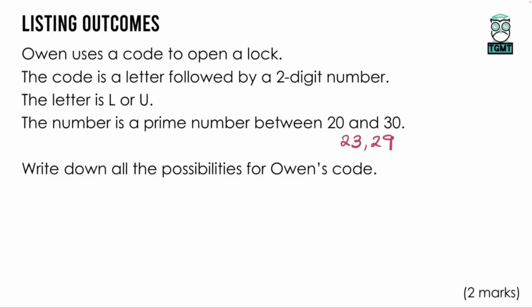So in terms of listing the possibilities that we can have here, we could start with the L or the U and then put our prime number with it. So we could have 23 alongside the L, and we can also have 29. So 2 of the codes could be L23 or L29. We can have exactly the same numbers, but with the other letter. So we can have the letter U, which could go with 23, and we can have the U, which goes with 29, and there's our possibilities for Owen's code.